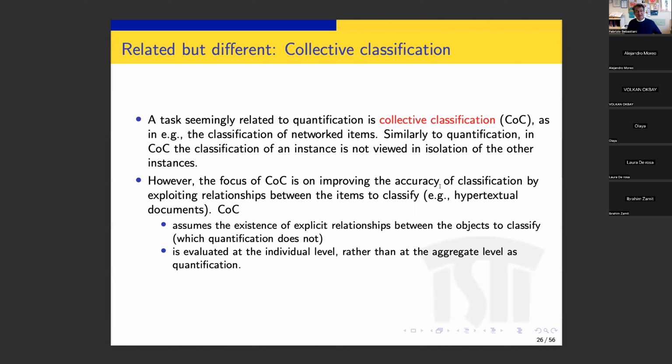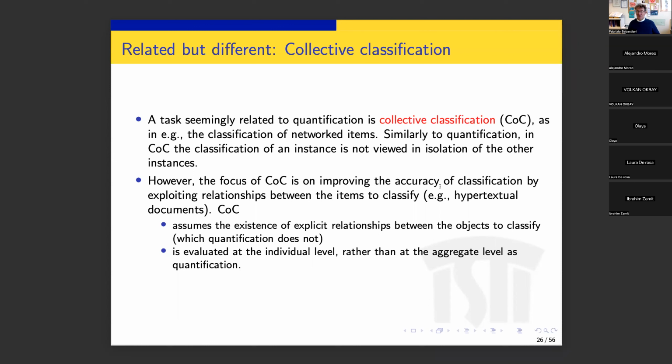Yet a different, similar task is collective classification. One example is classification of network items. So you need to classify people who have Facebook accounts, and one feature that you can use in this classification is the fact that there are links between these people. In Facebook, I have friends who are other people that I want to classify. So similarly to quantification, in collective classification, the classification of a single data point is not viewed in isolation from the other data points. But the focus is quite different.